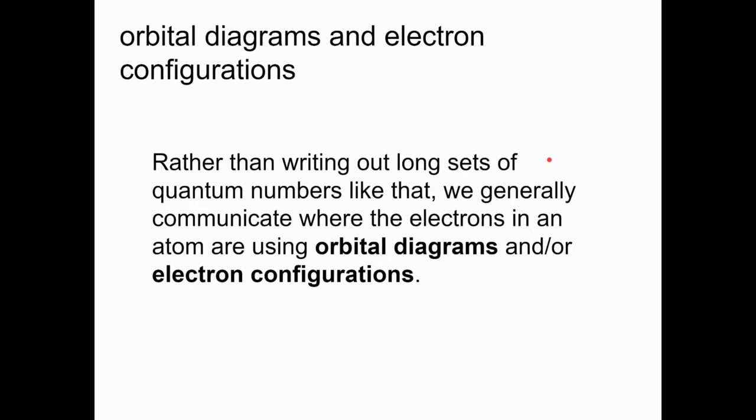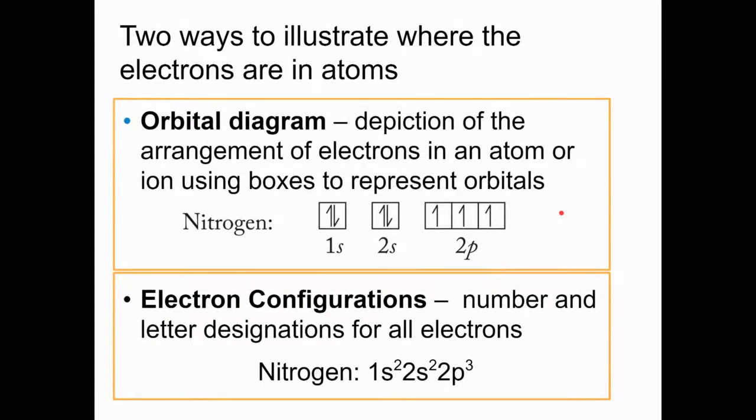Hi, welcome back. So in the last video, we talked about quantum numbers, and in this video, we're going to talk about orbital diagrams and electron configurations. So this is just another way that we're giving the addresses of electrons. So rather than writing out long sets of quantum numbers like we just did in the last video, we generally communicate where the electrons in an atom are using orbital diagrams and/or electron configurations. So these are the two things and what they look like.